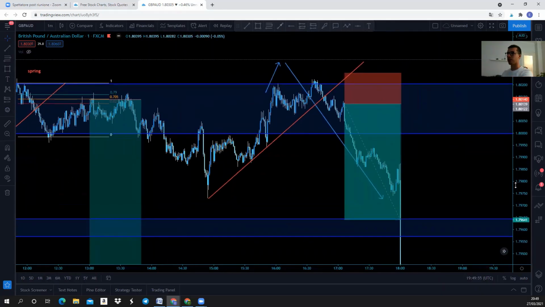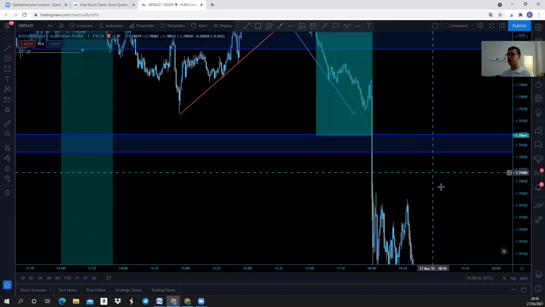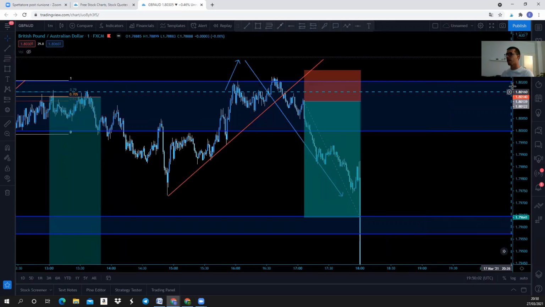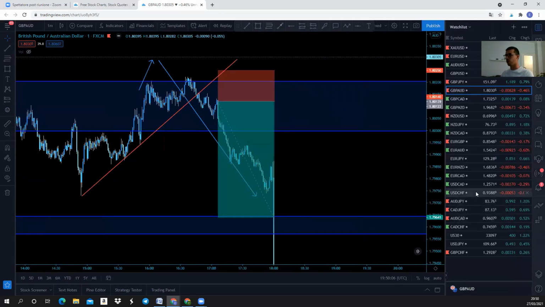Understanding where the manipulation is happening, because after manipulation we are taking the real direction of the market, and there will be some very big moves like this one. Now let me show you another example on EuroCAD.